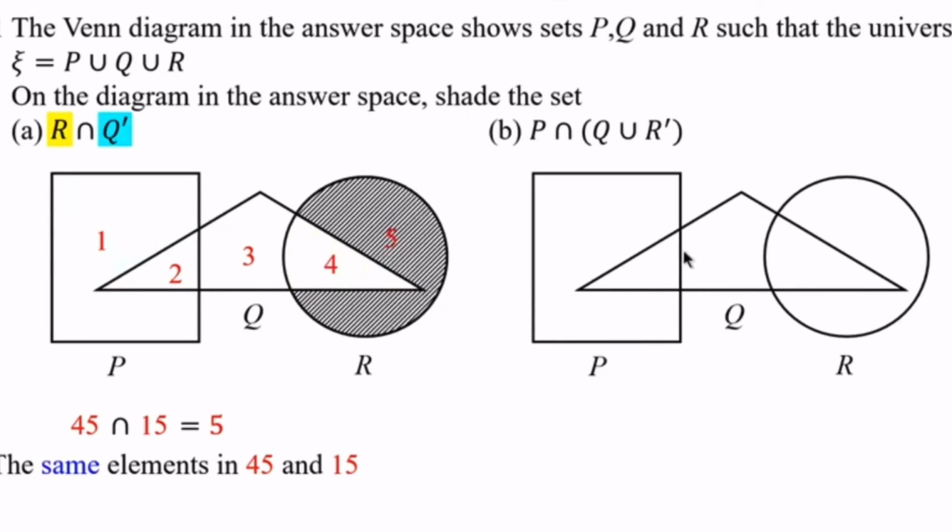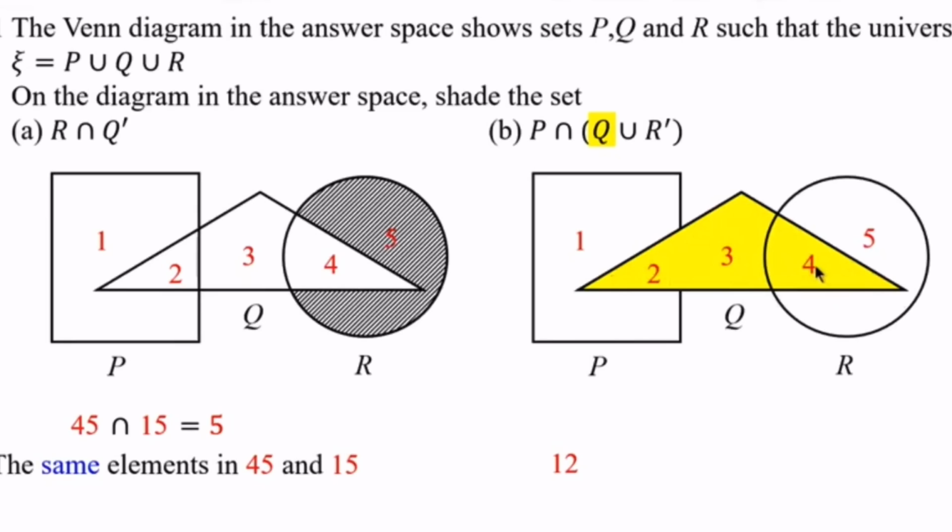Now next one we will do B. For B, first of all we put the numbers first, 1, 2, 3, 4, 5. For set P, it consists of 1 and 2, so you highlight 1 and 2 and write down 1 and 2 for P. Intersect the Q, we have 2, 3, and 4, so we list down 2, 3, 4 for set Q.